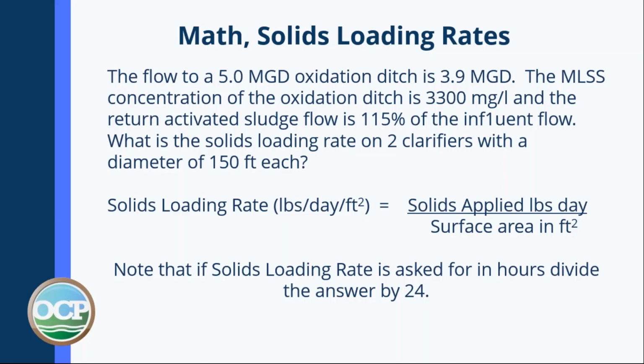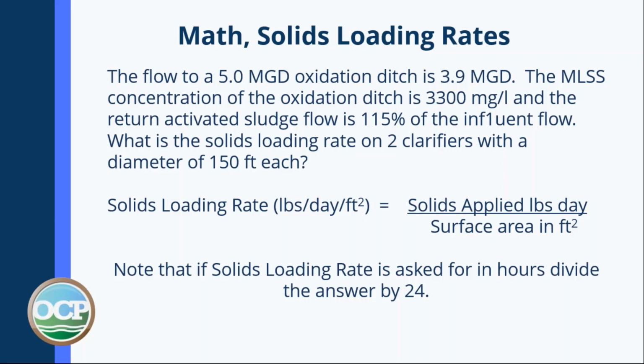The flow to a 5 million gallon per day oxidation ditch is 3.9 million gallons per day. The MLSS concentration of the oxidation ditch is 3,300 milligrams per liter. The return activated sludge flow is 115% of the influent flow. What is the solids loading rate on 2 clarifiers with a diameter of 150 feet each?